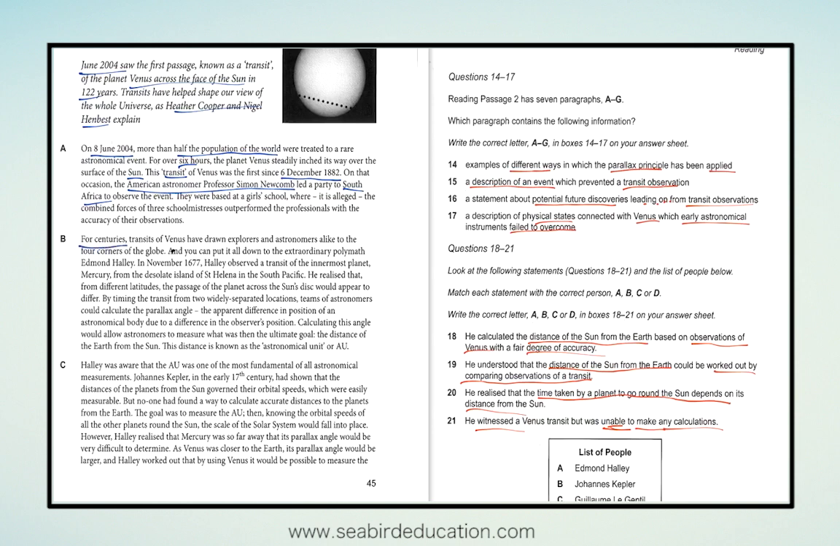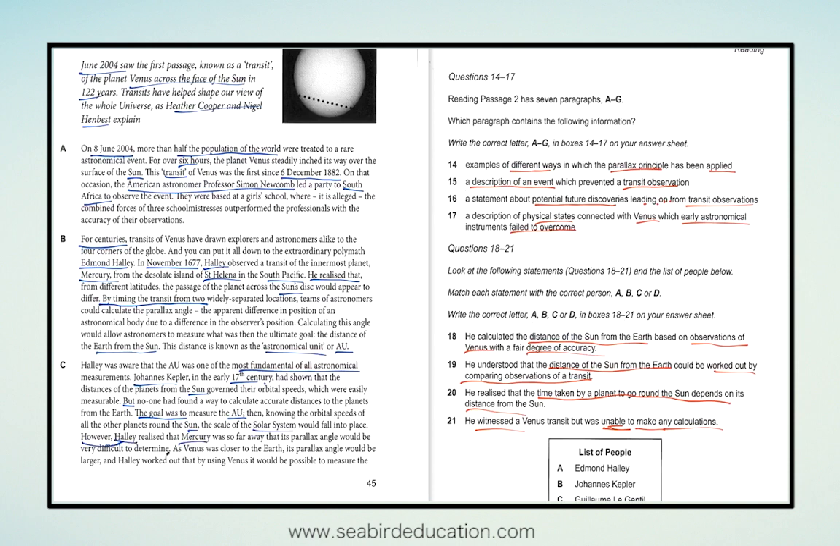So for centuries, that's a period of time, useful to know. Mr. Halley, that was November 1677. Again, Halley. Mercury, St. Helena, South Pacific. Useful, Sun by time in the transit. AU, astronomical unit, Earth from the Sun, good. And I was aware that the AU was the most fundamental of all astronomical measurements. Okay, Kepler, 17th century. Sun. The goal was to. It's useful. Sun again, solar system. However, very useful.